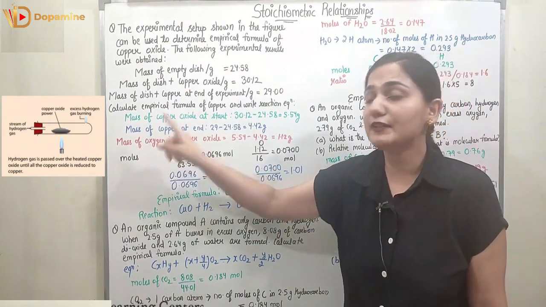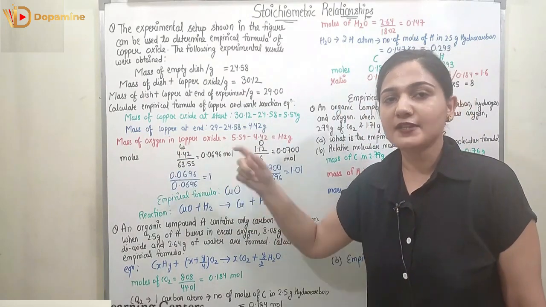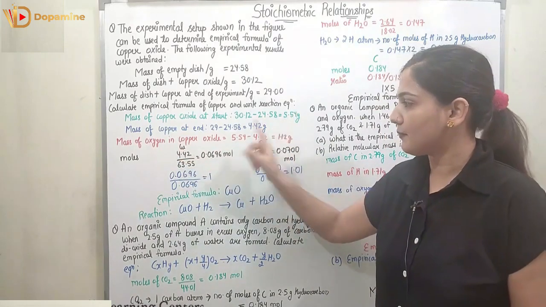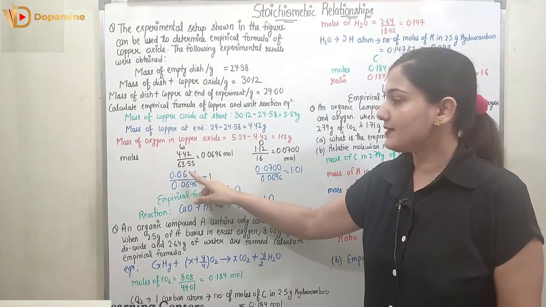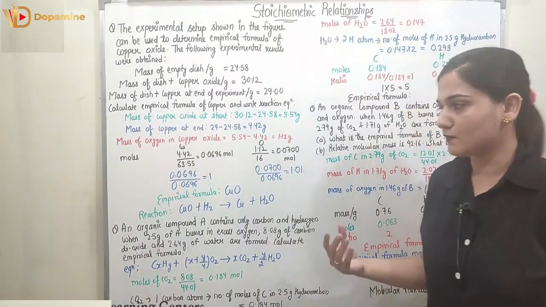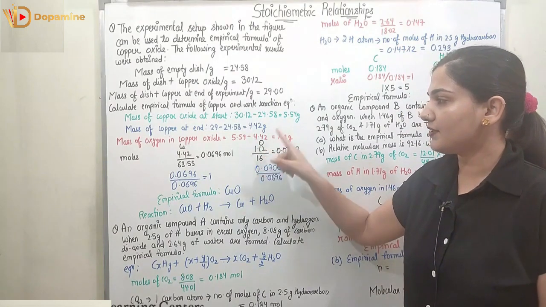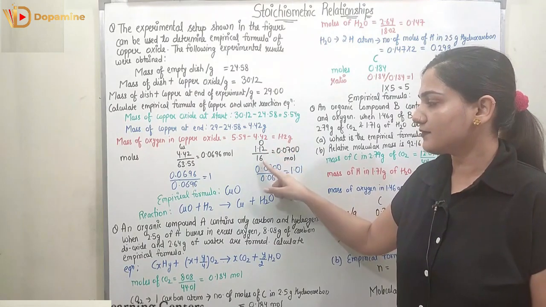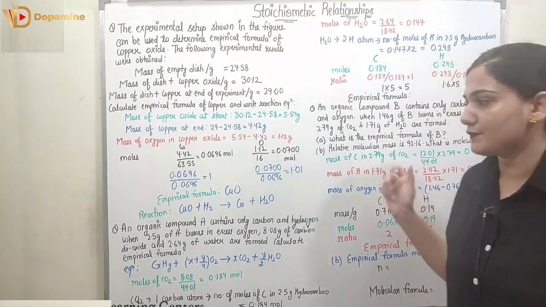Now we will be calculating the moles. Moles can be found by dividing the given mass by the molar mass. So copper has the mass 4.42, and we divide it by the molar mass of copper, that is 63.55. So I will get the number of moles, 0.0696 mole, right? Similarly for oxygen, the mass of oxygen that we calculated, 1.12, is divided by the molar mass of oxygen, that is 16, and we get 0.0700.